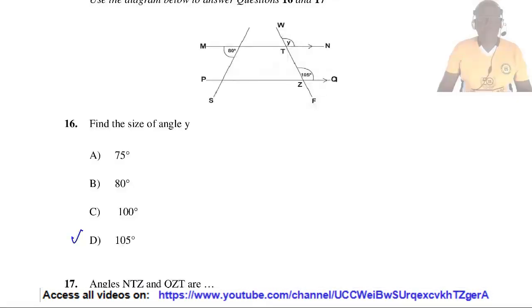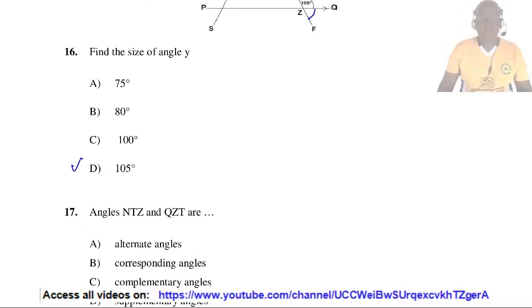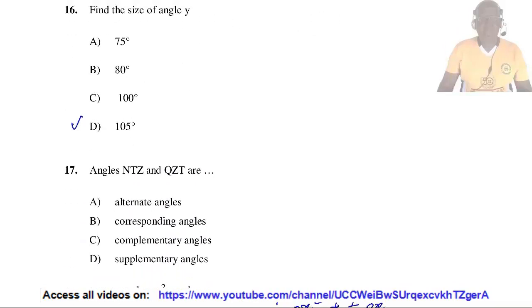Question 17. Angles NTZ and QZT are. This is the angle NTZ and it's equal to the angle QZF because they are corresponding angles. Therefore, angle NTZ and QZT will add up to 180 degrees, and therefore they are supplementary angles. So the answer is D.